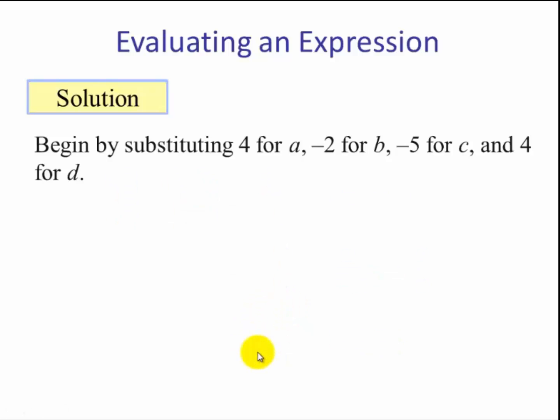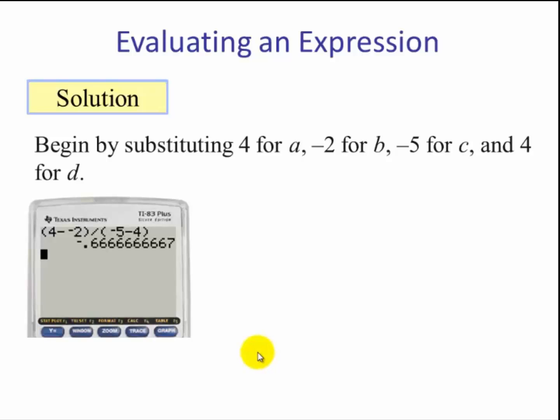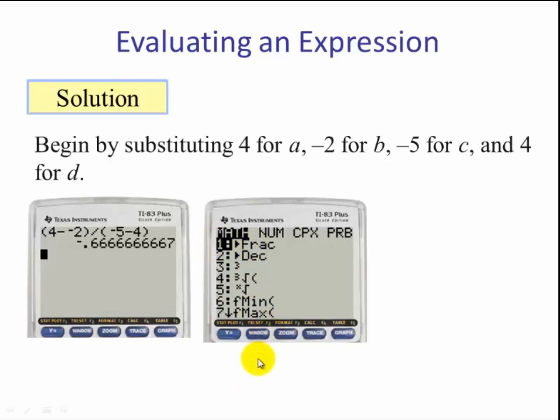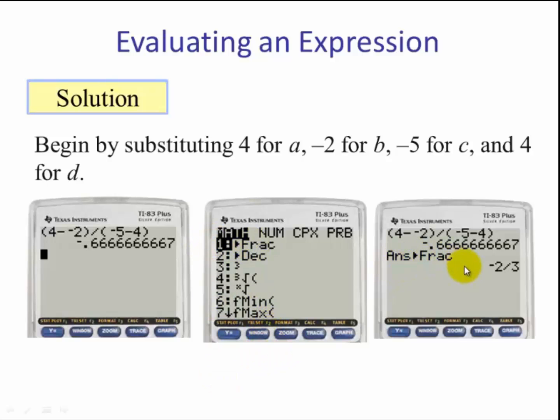Using the TI-83/84 calculator, we would have to include parentheses for both the numerator and the denominator, because we want to compute this first, compute this next, then divide these two. The calculator output is negative 0.666, then it rounds off here. If we want to write that as a fraction, if you recall, we hit the math key, then hit enter for fraction, and it will take the answer and change it to a fraction.